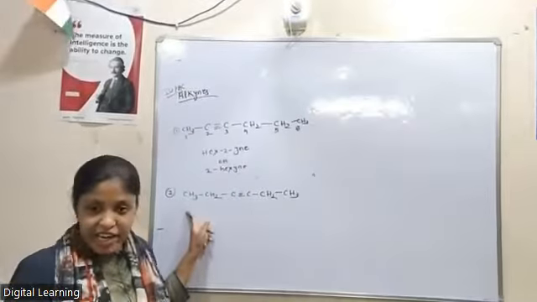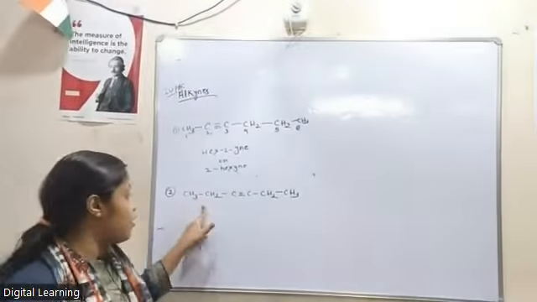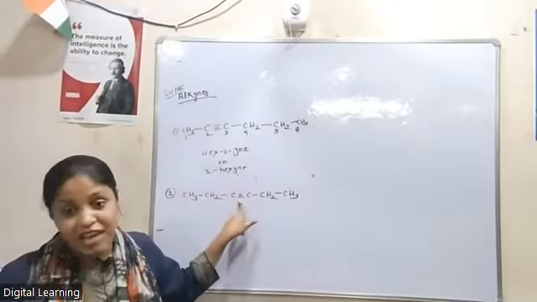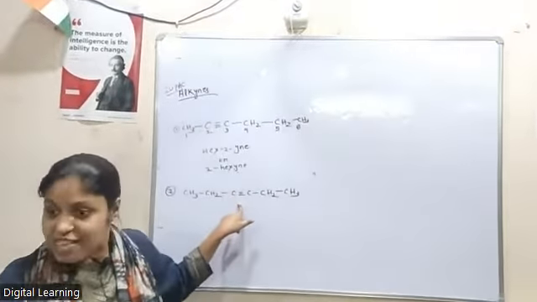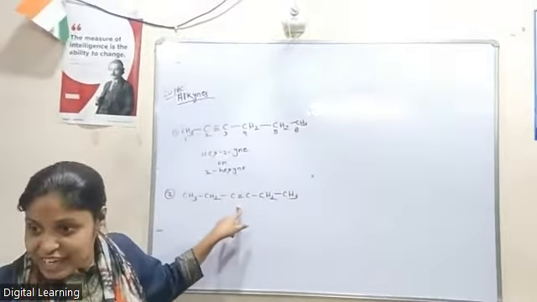This is also a straight chain alkyne. Here the triple bond is present in between at the middle position, which means it is a symmetrical alkyne.